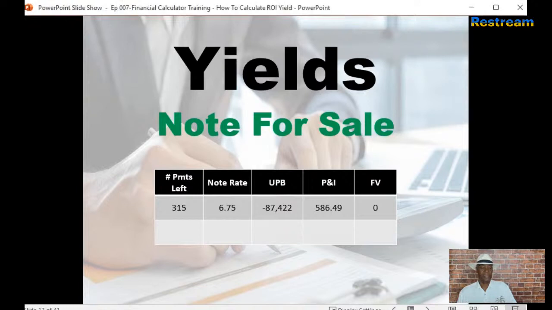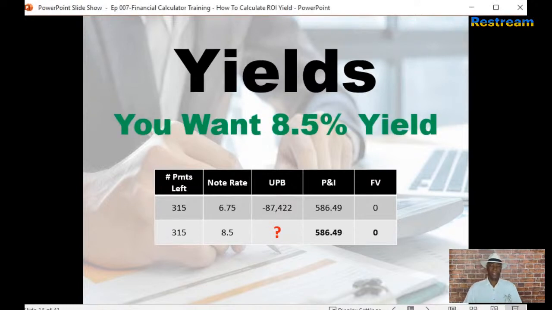So once you've done that, here's what I like to do. I like to say, well, that's nice that you have a 6.75% interest rate on your note, Mr. Seller. However, I want to invest my money at a higher yield than that. I want to earn, let's just say for our example, 8.5. If I'm going to invest my money, I want to earn at least 8.5. Well, in order to earn 8.5 on this note, because the note rate is only 6.75, right?